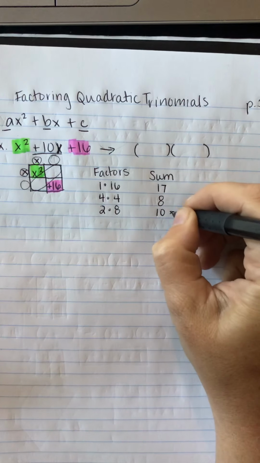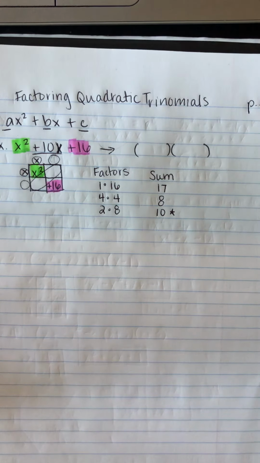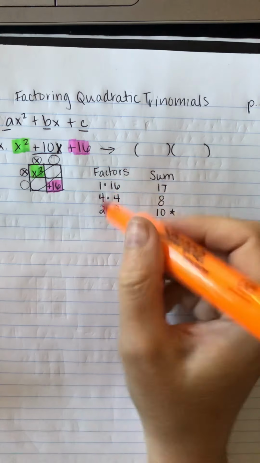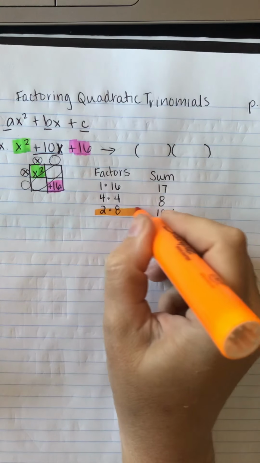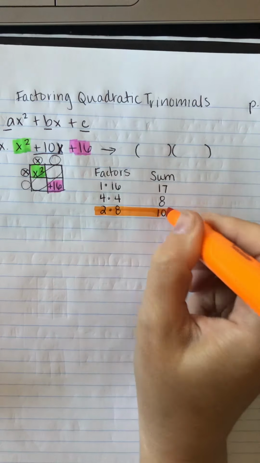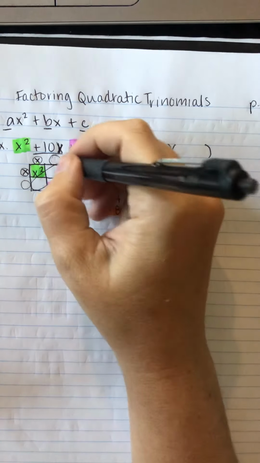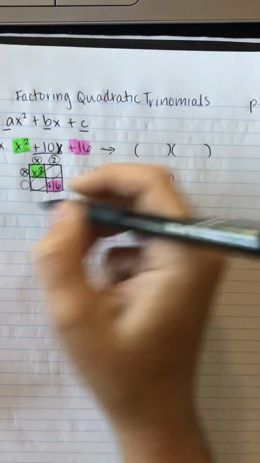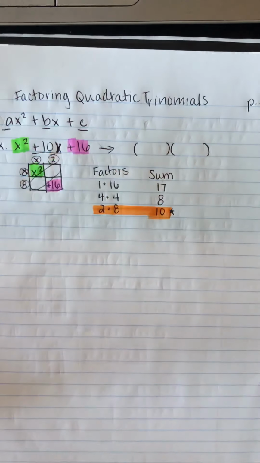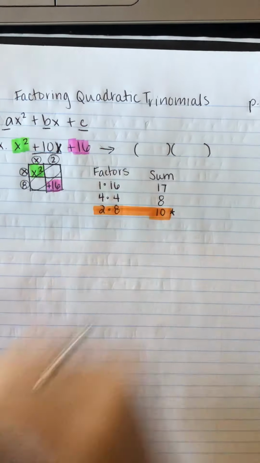So we're actually looking for this one right here because it has a sum of 10. So we know that our two other numbers, it's kind of like a guess and check game. Our two other numbers have to be 2 and 8. So what we're going to do is put 2 here and 8 here, and we're going to finish filling in our box.